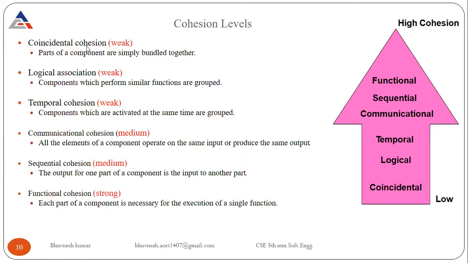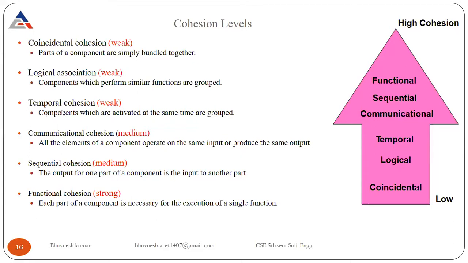Okay, there is coincidental cohesion, which is the worst, that is weak. And what is the best? That is functional cohesion. Coincidental, logical, and temporal are also there. Logical is a component which performs similar functions. In a single module, if different functions are there and they are performing a similar operation, that is logical association or logical cohesion.